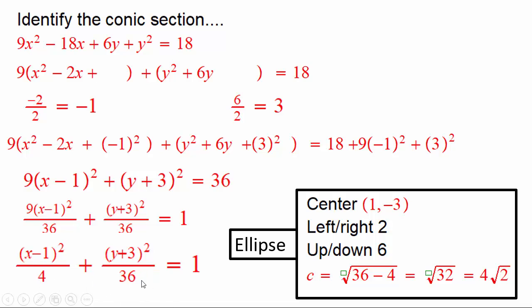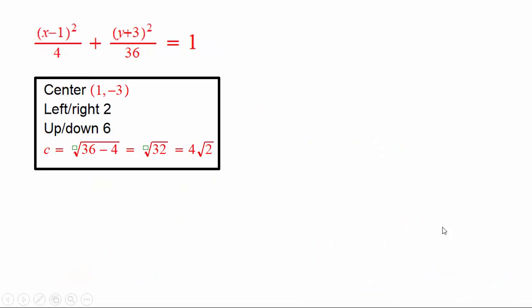The c that you're going to need to calculate your focus point is the difference of the 4 and the 36, square root of that, which will give you 4 square root 2. All right, so now that we have that information, we can sketch the graph and get the vertices.